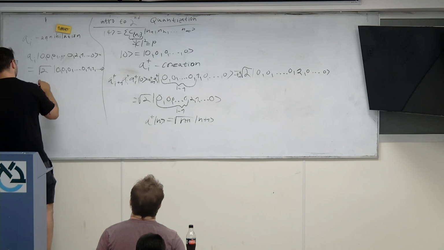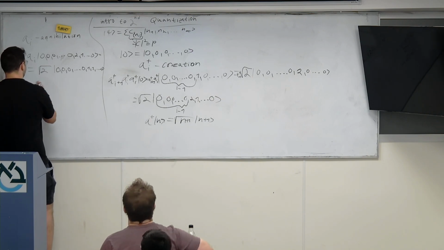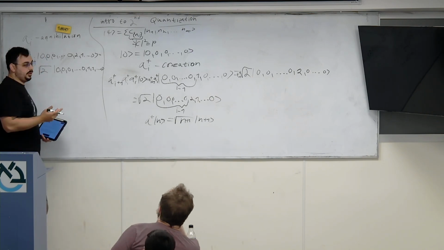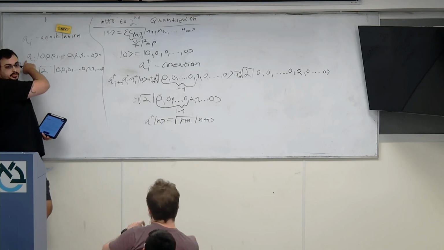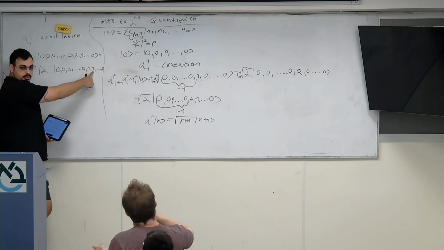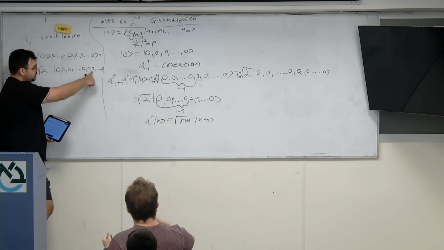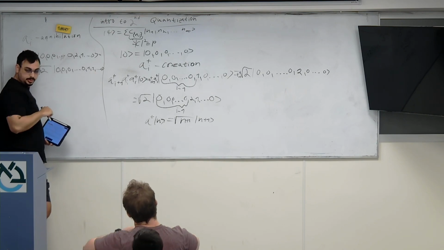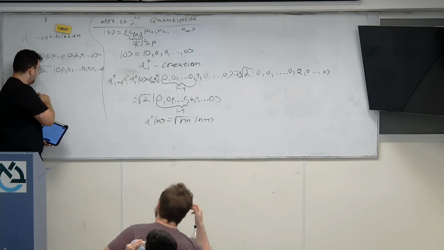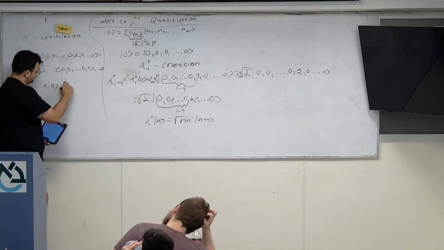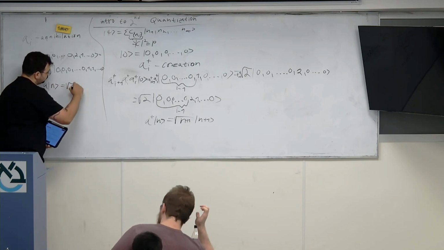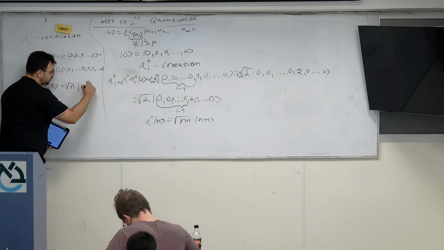In general, I don't think I need to write it down, but if I apply an annihilation operator a_{i+1} to a state with nothing there, all it will do is give 0 and nothing else will happen. And the general annihilation operator, a acting on |n>, equals square root of n times |n minus 1>.